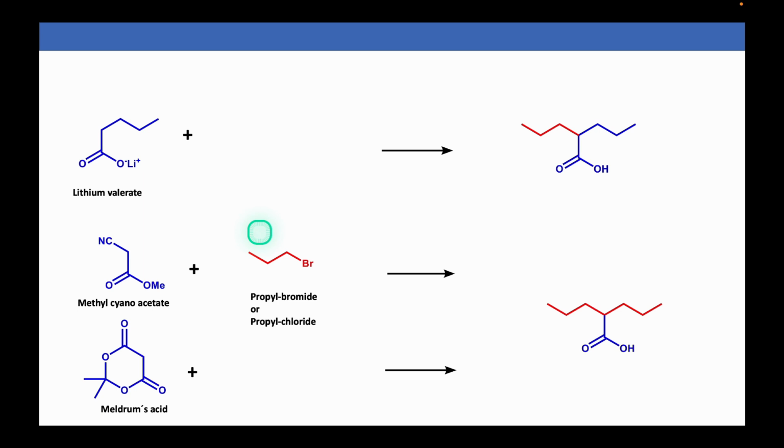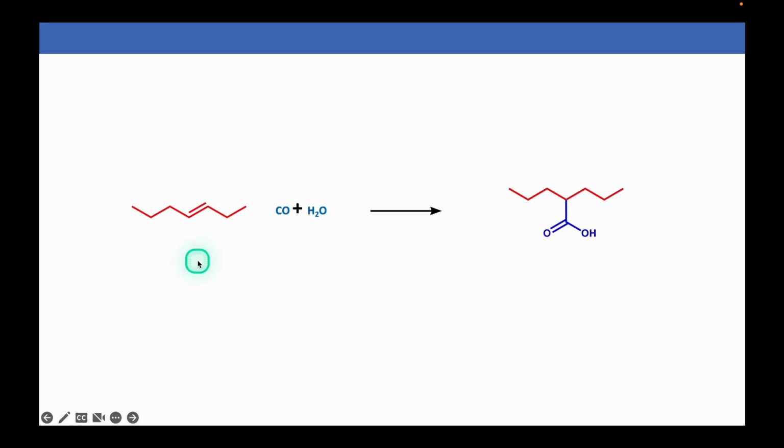The second strategy starts with a derivative of acetic acid, which can be methyl cyanoacetate or Meldrum's acid. The double alkylation with two equivalents of propyl bromide or propyl chloride also produces valproic acid. The third strategy is based on the carboxylation of trans-3-heptene.